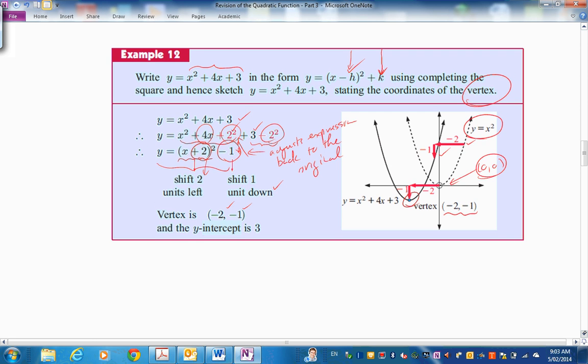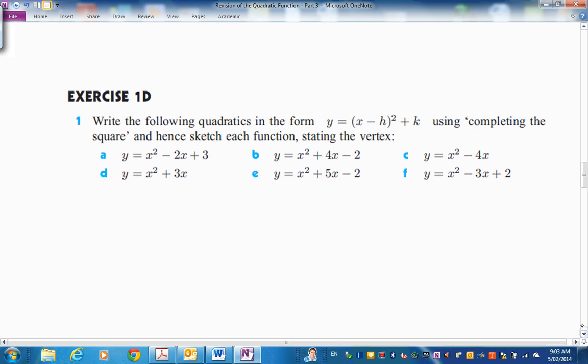So I've got some problems here for you. Exercise 1B. I would suggest you do all parts here to hone up your skills. Some of the more difficult ones are in the bottom line here, because these coefficients of x are not divisible by 2. So you're going to have to work with a fraction. Halve the number in front of x, square it and add it on. So you're going to have to be happy with that.